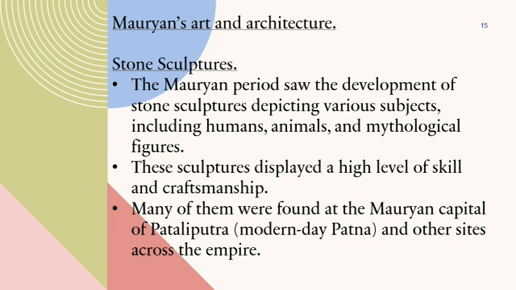Stone sculptures. The Mauryan period saw the development of stone sculptures depicting various subjects, including humans, animals, and mythological figures. These sculptures displayed a high level of skill and craftsmanship. Many of them were found at the Mauryan capital of Patliputra, modern-day Patna, and other sites across the empire.